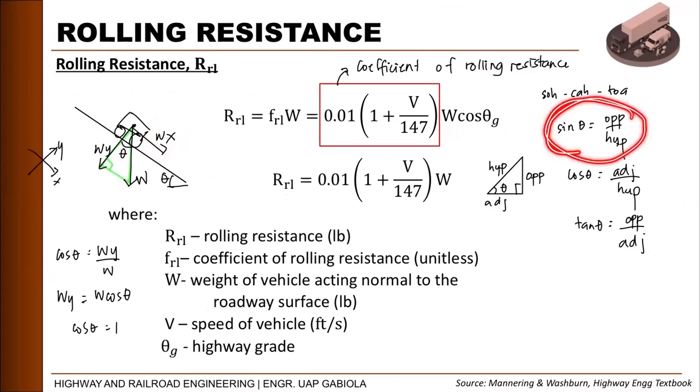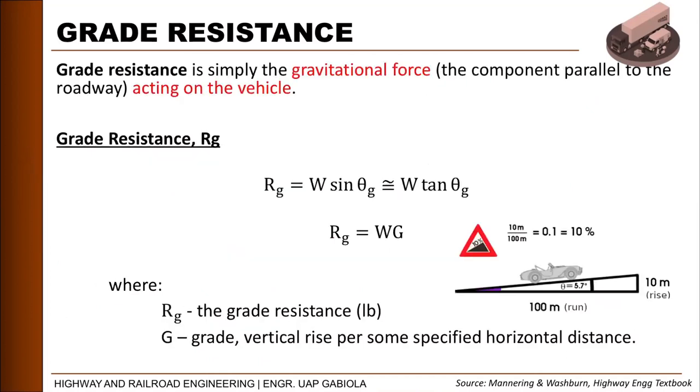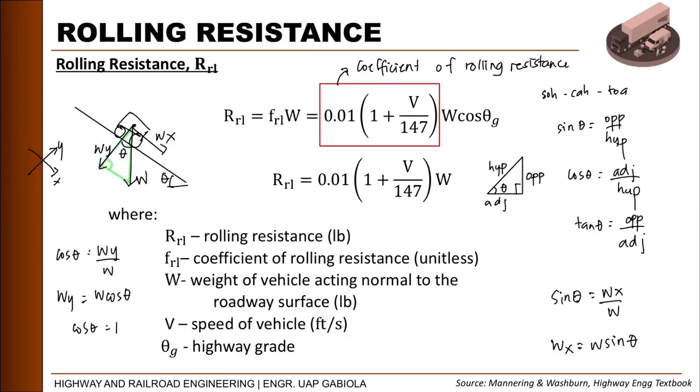So, we use sine. Sine theta is equal to Wx over W, or Wx is equal to W sine theta. So, that W sine theta is what we will use for our grade resistance. Okay? So, our grade resistance is equal to W sine theta, which is roughly, since our angle is small, also equal to tangent theta, our angle. Okay? Why did we put that there? Because of our grade.